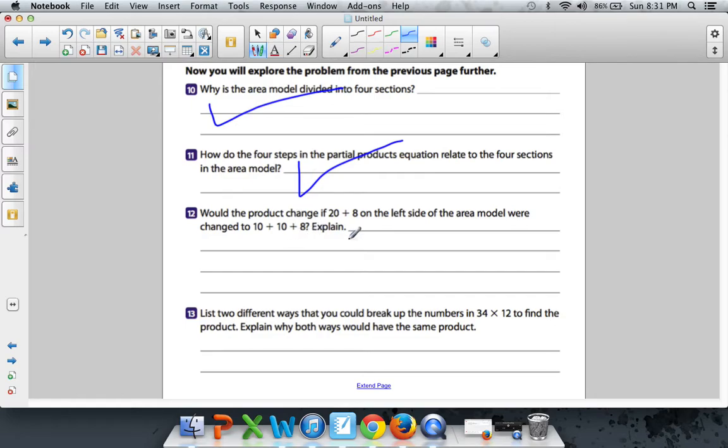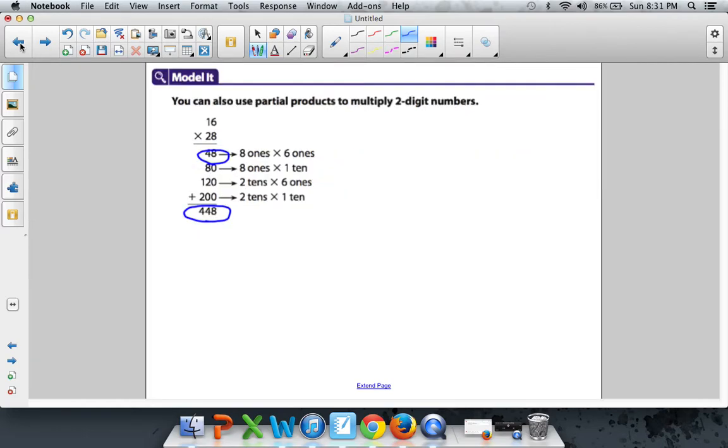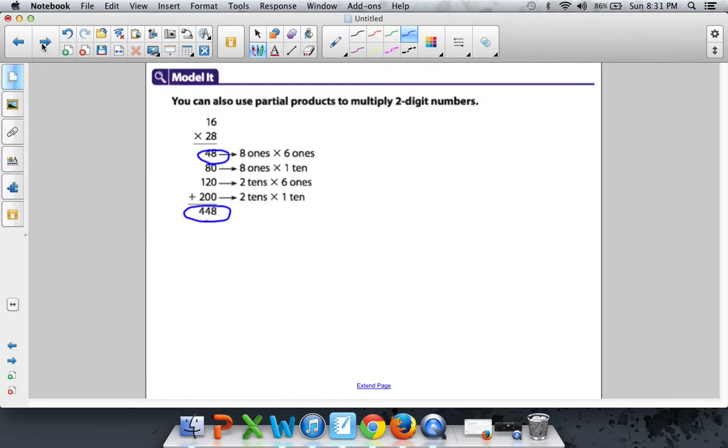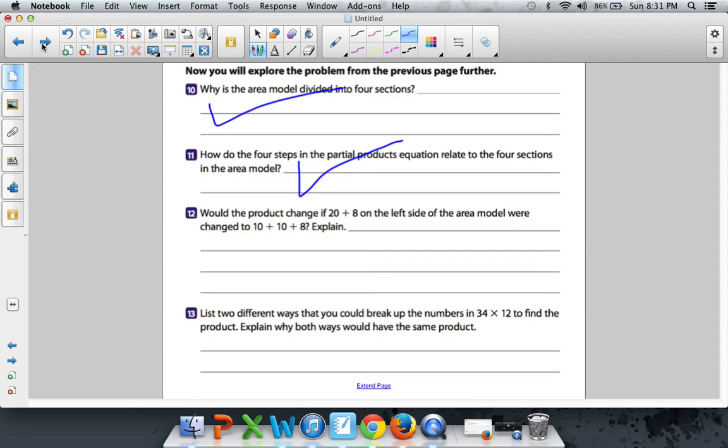Would the product change if 20 plus 8 on the left side of the model were changed to 10 plus 10 plus 8? Where is that? I have no idea what they're talking about. Oh, okay. I don't like this question. It's weird.